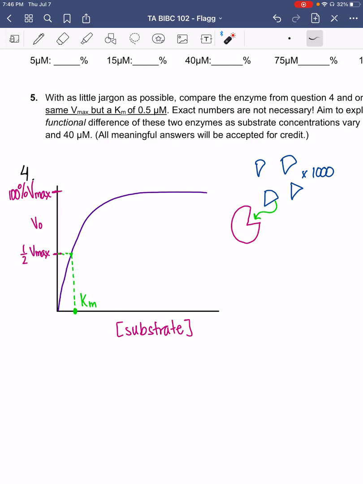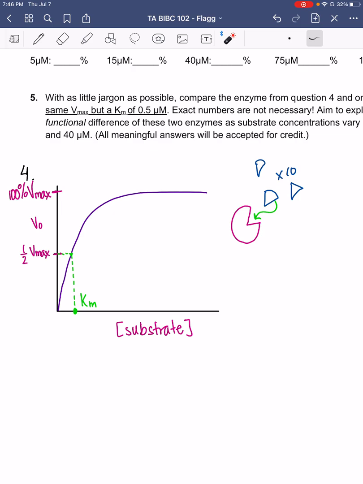The Km for this enzyme is very, very high because you need so much substrate for this enzyme to get to 50% of its Vmax. But if this enzyme only needed a few substrates, so let's say only 3 times 10, only a few enzymes to work up to 50% of its Vmax, then its Km is pretty low because it doesn't need as much substrate.